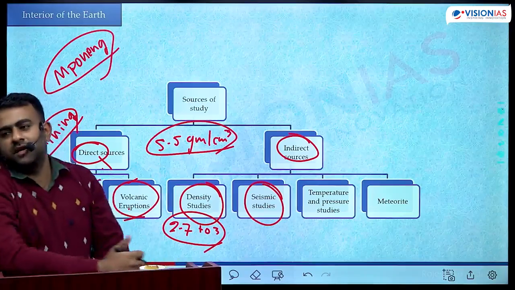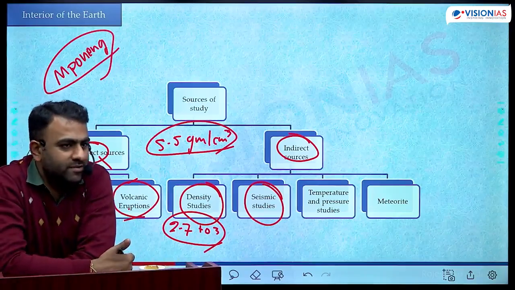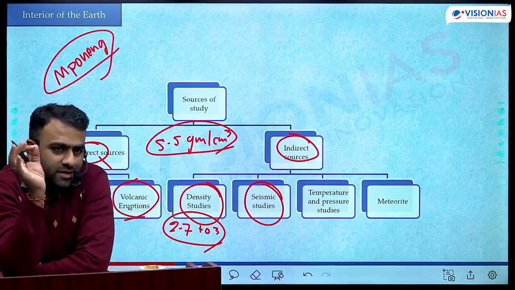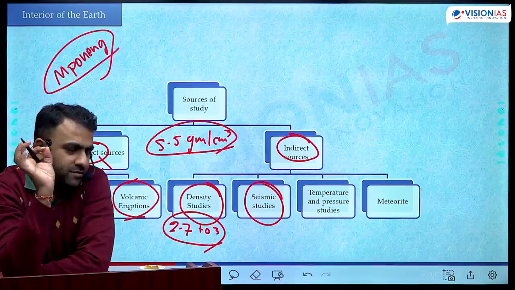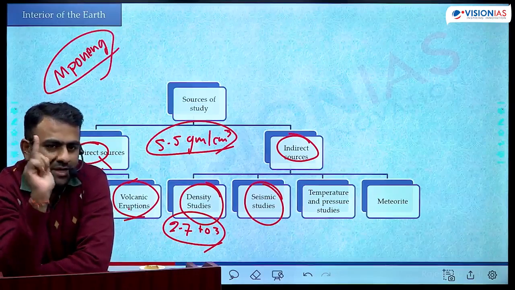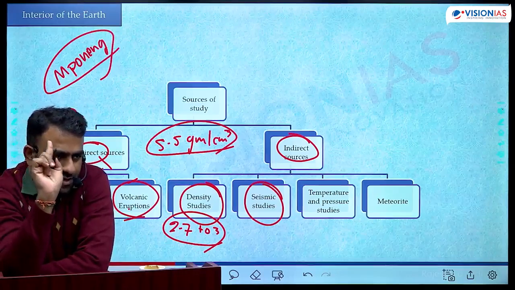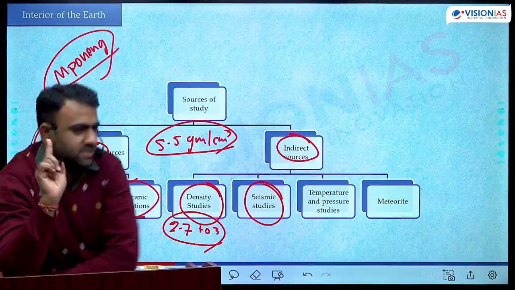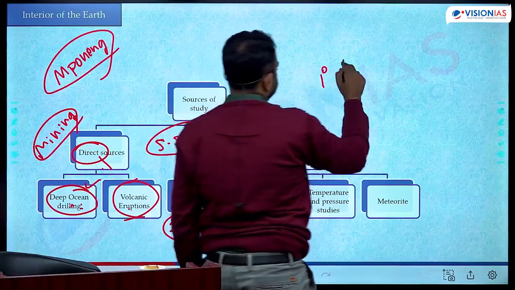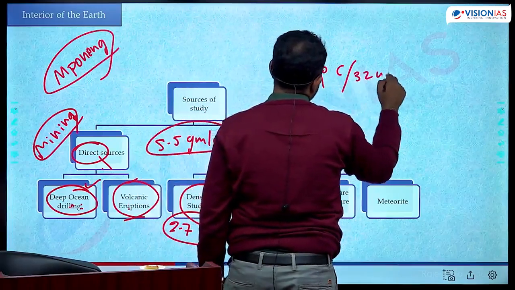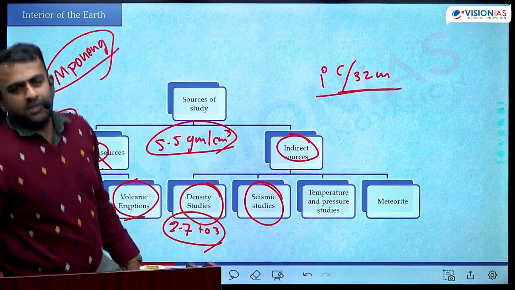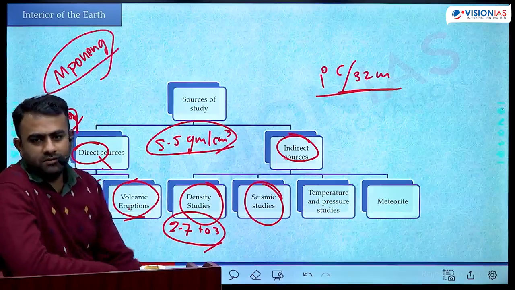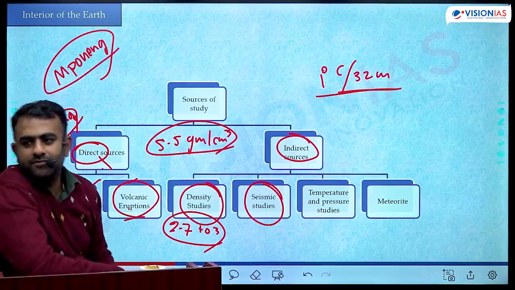Temperature and pressure studies में क्या करते हैं? We'll try to correlate the changes in the temperature and pressure. For example, with increase in the depth, the temperature changes at the rate of 1 degree Celsius for every 32 meters. This is the rate at which the temperature changes. However, if at this rate the temperature increases, by the time you reach the core of the earth, the temperature would be hotter than the sun.